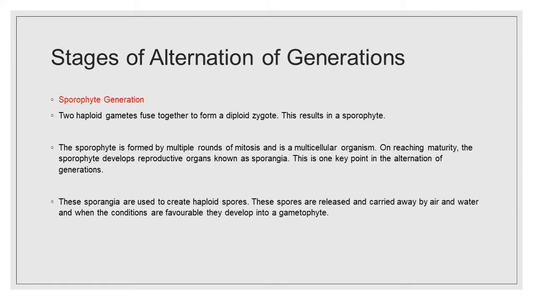Now, we are going to talk about the sporophyte generation and the gametophyte generation. The sporophyte generation, that is the diploid. This diploid body is formed after the fusion of two haploid gametes, which leads to the formation of a diploid zygote. Now, the sporophyte is formed by multiple rounds of mitosis in a multicellular organism, and after reaching maturity, it forms a sporophyte body, which has sporangia inside. The spores will be there.